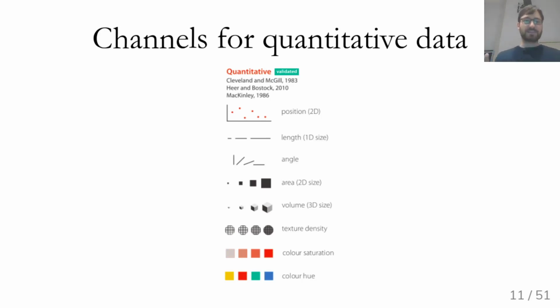The second is length, and third is angle, and fourth is area. And so actually this is already quite hard. Comparing the area of two things is much harder than comparing the lengths of things. This is a reason why pie charts are often considered worse than just a bar chart, because the pie chart is using either angle or area, and these are harder to compare than length.